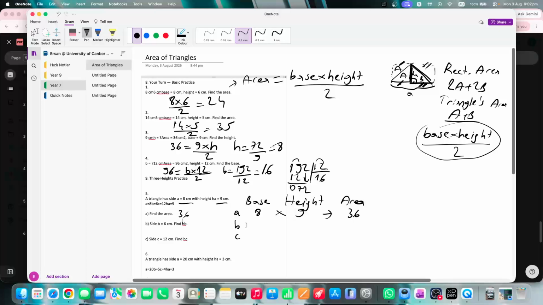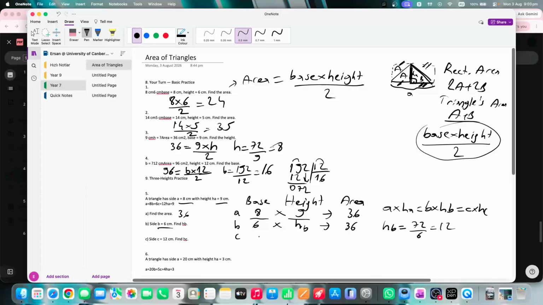So now, if B is 6, then what is height of B? HB. So the area won't change, as you know, because as I always tell you, A times HA is the same as B times HB and C times HC. They're all the same things. So 6 times HB should be the same as 8 times 9, which is 72. So HB is simply 72 over 6, which is 12.